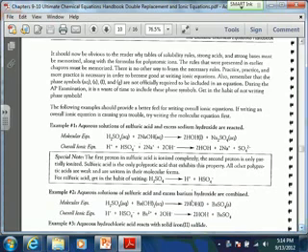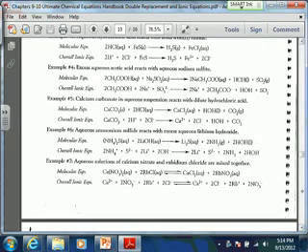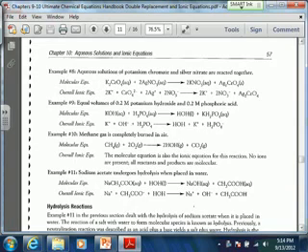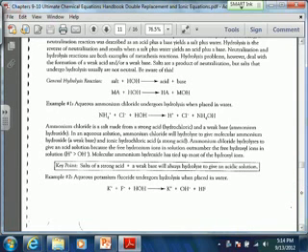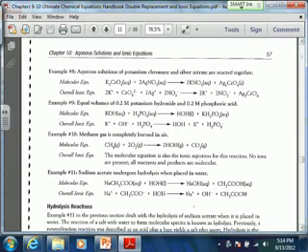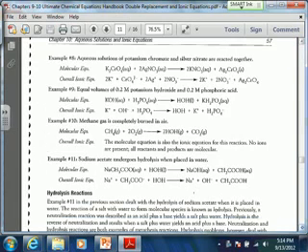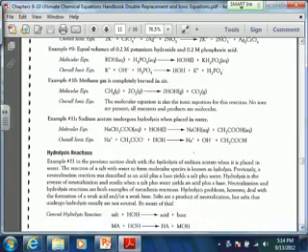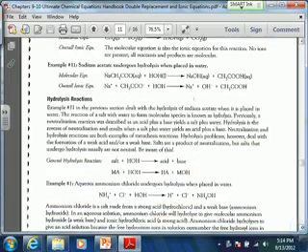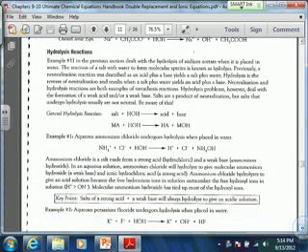Okay, they're just giving some examples here for writing the overall ionic equations. Lots of examples. And basically what you need to remember there is just don't separate anything as a solid, liquid, or a gas. Only separate things that are aqueous, and things that are either soluble salts or acids.